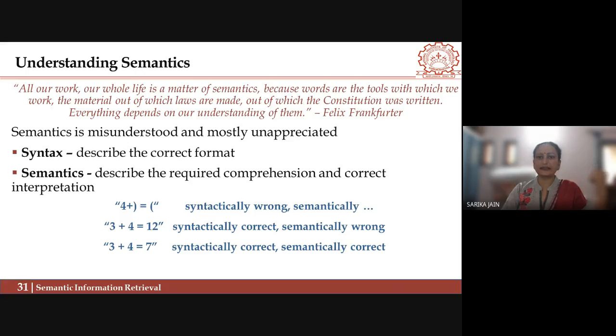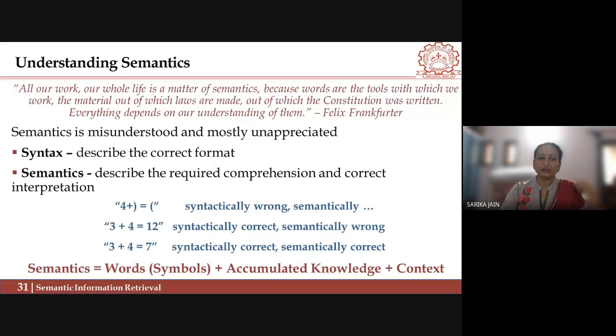As you can see here, the first one is syntactically wrong. Semantically, we cannot say about it. The second one is, yes, syntactically correct, but semantically wrong. 3 plus 4 cannot be 12. The third one is syntactically correct and semantically also, because 3 plus 4 is 7. So semantics is: words are there, the accumulated background knowledge is there, and when the words and the background knowledge are put to a certain context, we call it semantics.